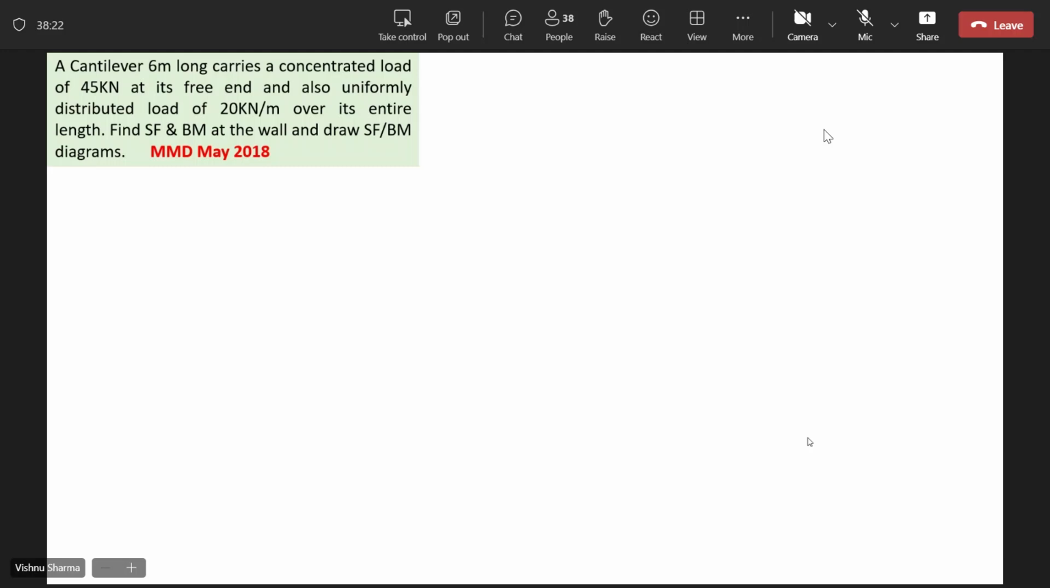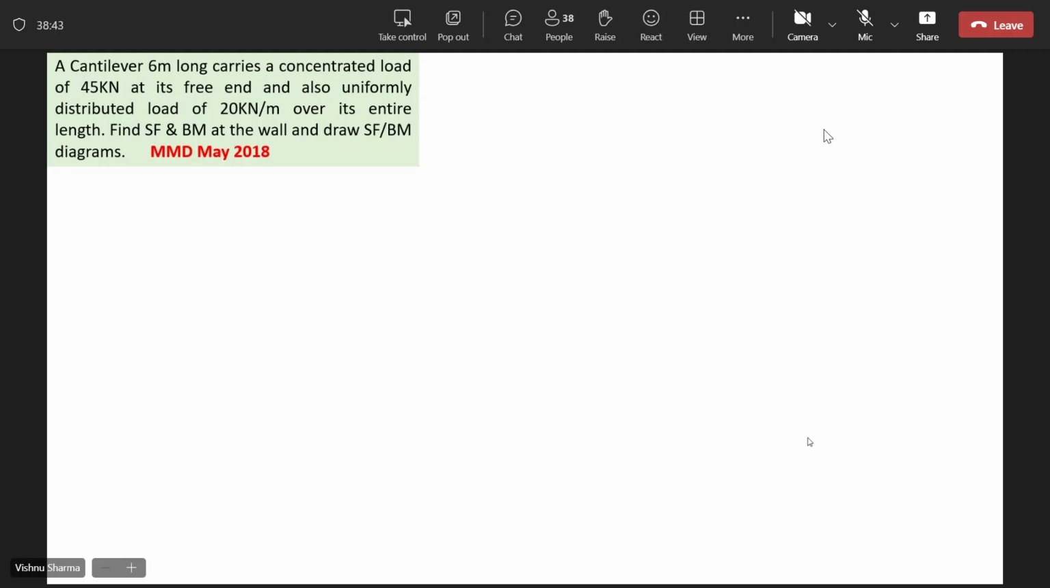SF continues the way it was for the beam. In fact, SF becomes easier because there is no calculation of reaction required. Entire reaction acts at the support. When it comes to BM, please remember, BM will be calculated from free end to fixed end, which may not be from left to right every time.